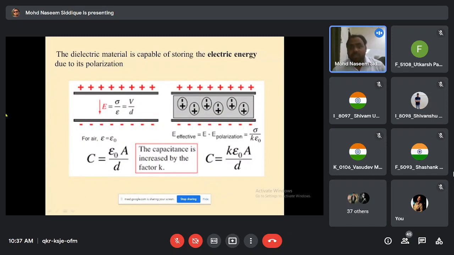Now, what is the scientific application of the dielectric? The dielectric material is capable of storing the electrical energy due to polarization. Don't be confused with the polarization. I will tell you more about the polarization in the next slide. But here you should know at least that the dielectric material is capable of storing the electric energy.